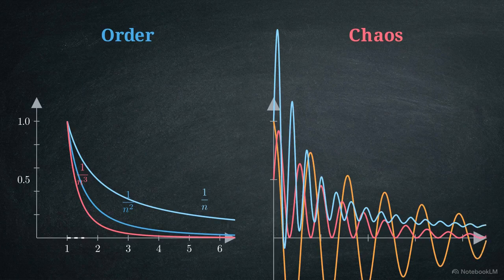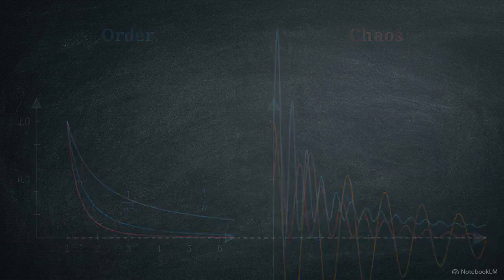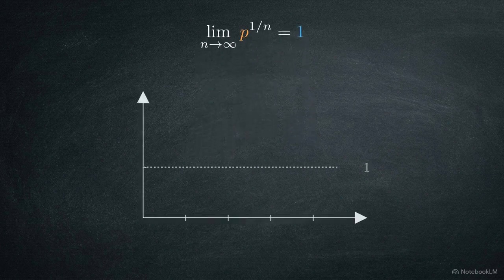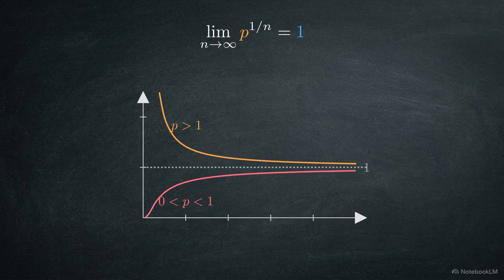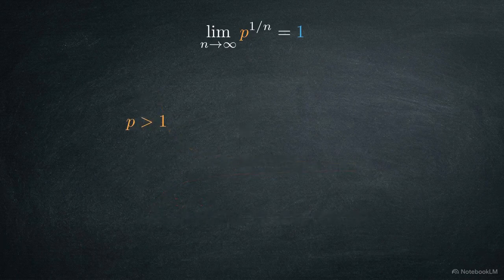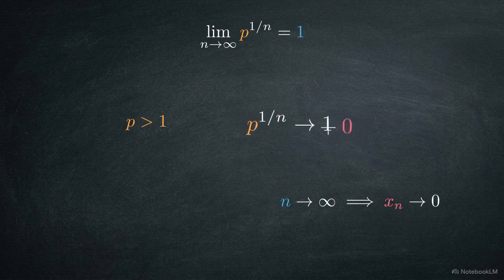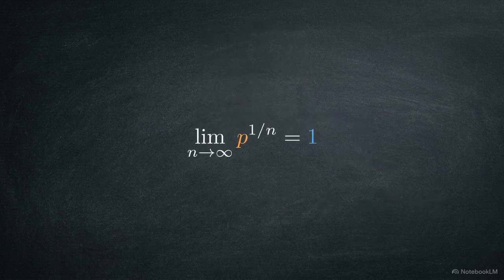We use these simple baseline rates as reference points when we encounter more complex sequences where multiple variables are in conflict. Sequence B tells us the limit of the nth root of a constant is 1. Intuitively, an infinite root compresses any positive constant down to 1, regardless of its starting value. To prove this for p greater than 1, we set the nth root of p equal to 1 plus a small positive difference, xn. By showing that xn must shrink to 0 as n increases, we confirm the limit.